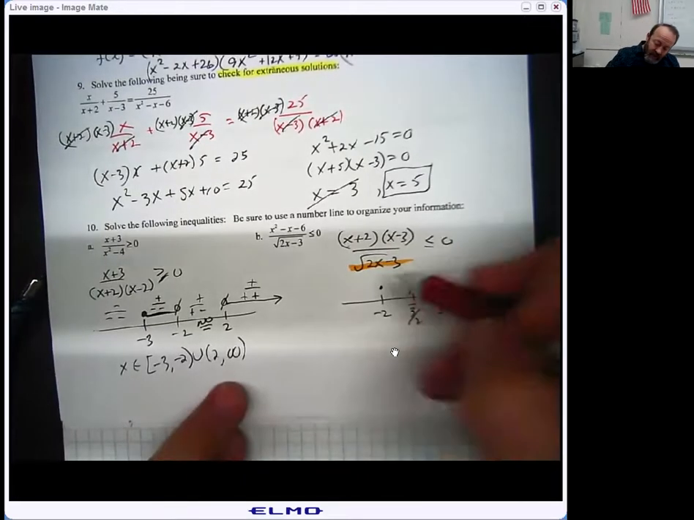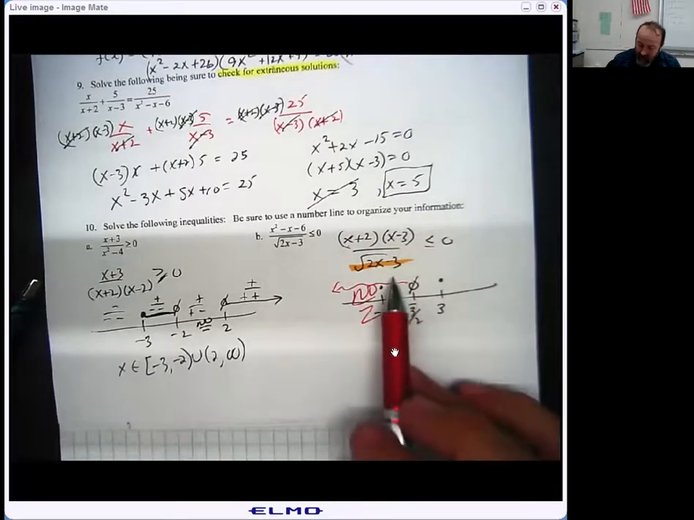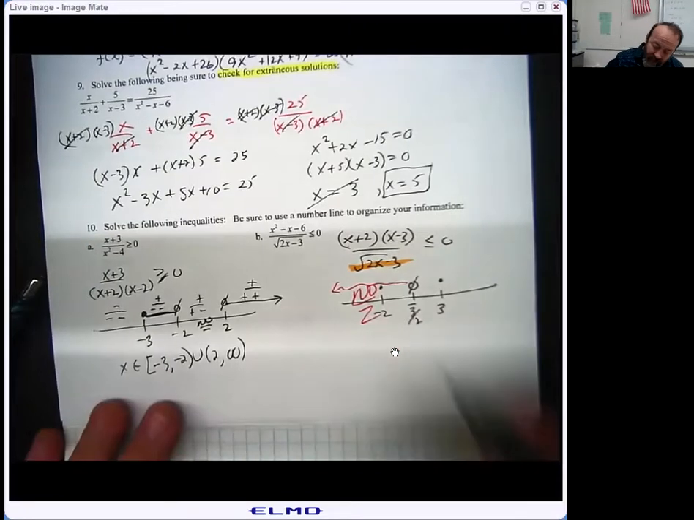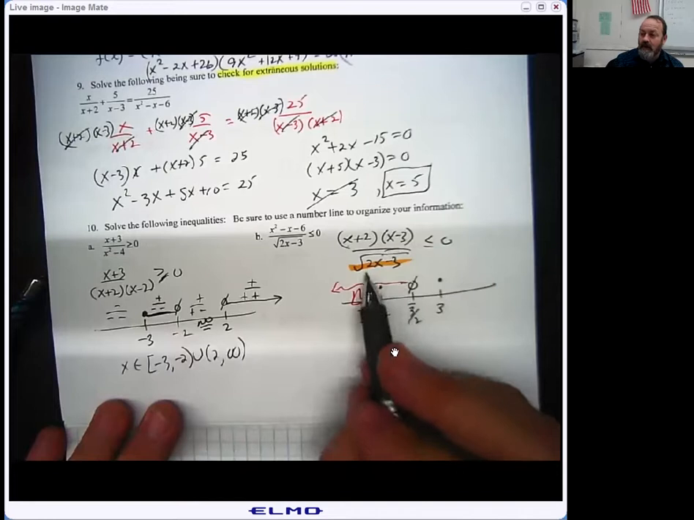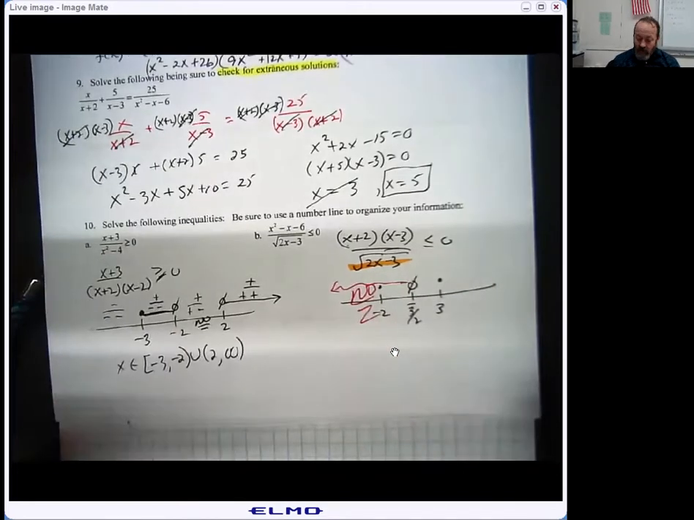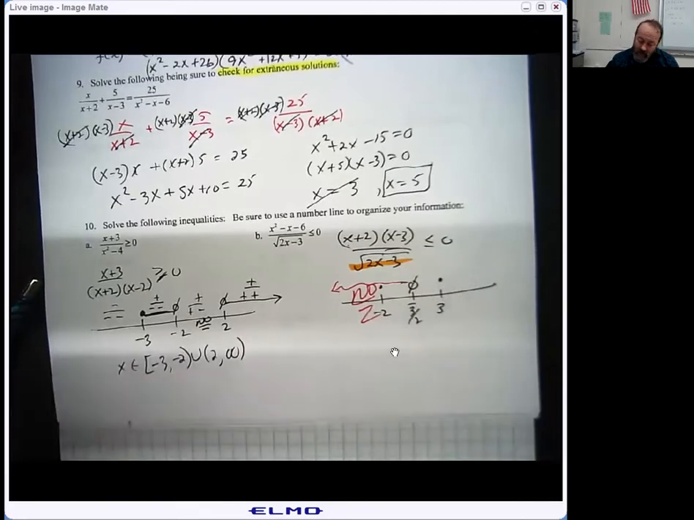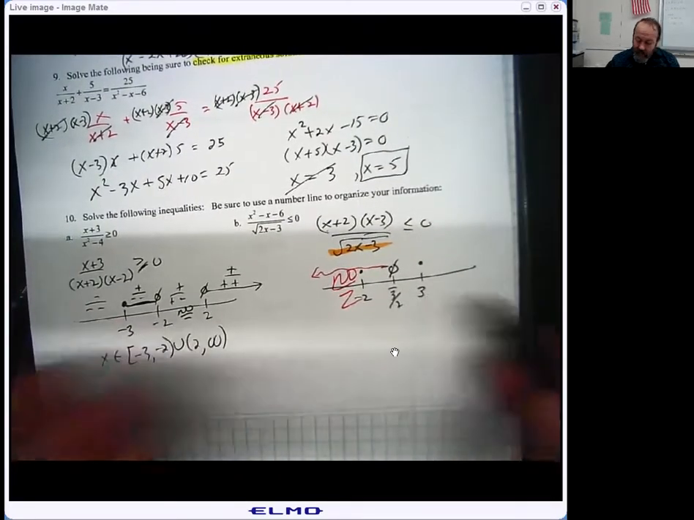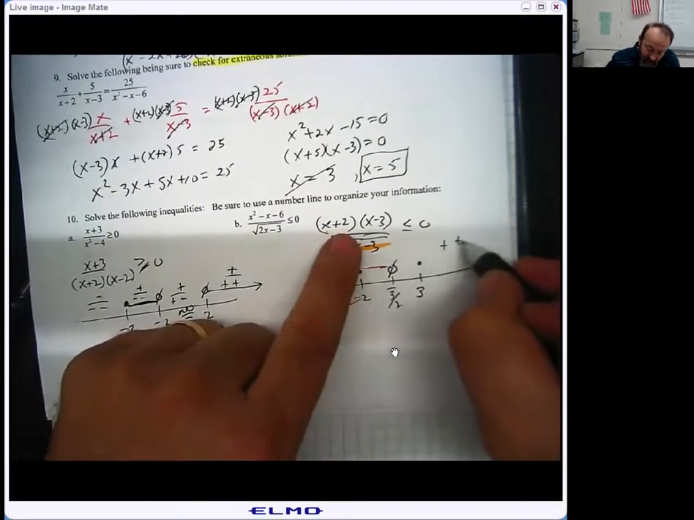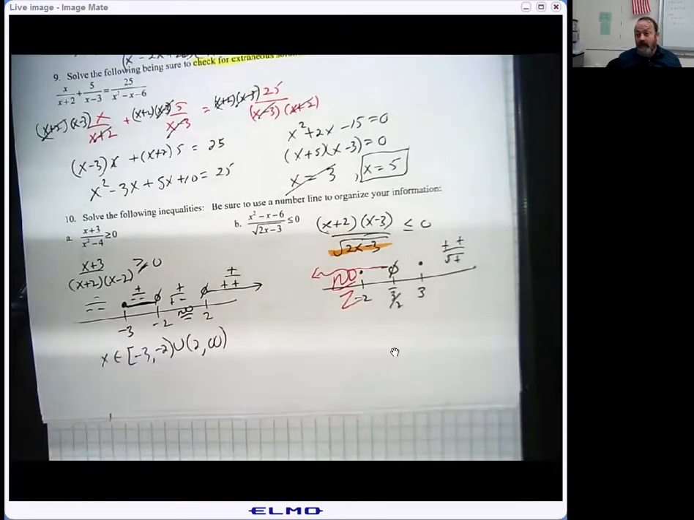I cannot go this way at all, because if I try to pick any number that is below that 3/2, that's going to be a problem because I'm going to end up taking the square root of a negative. So really the only part of the problem that I can even consider about the inequality is over here. So let's go ahead and finish that up. And if we tried a number, say above 3, like 6, I would get a positive times a positive over the square root of a positive, which is definitively positive.